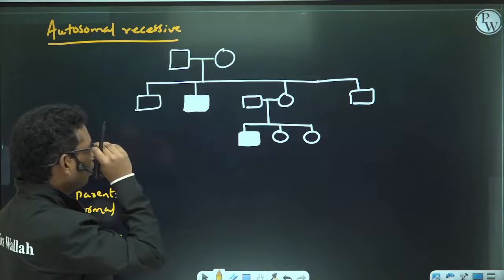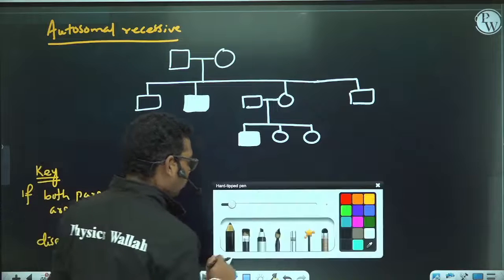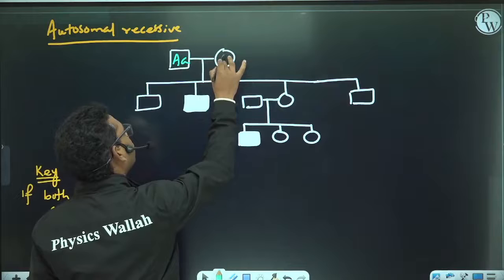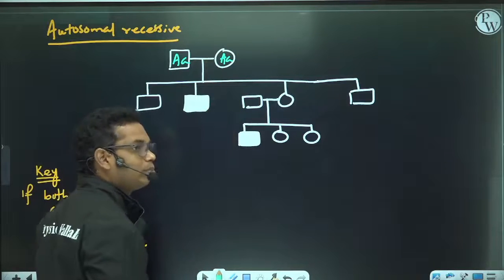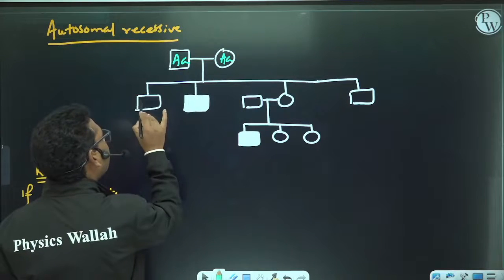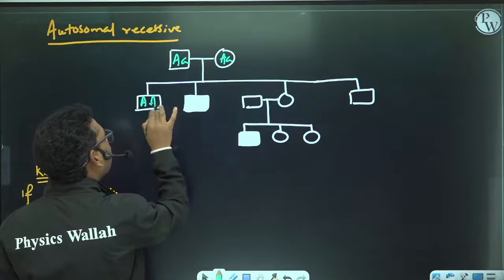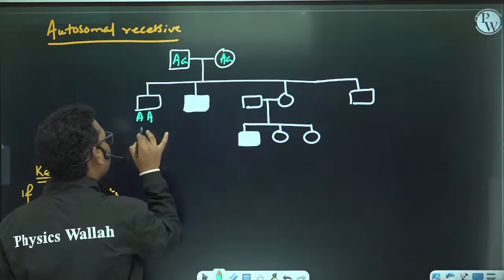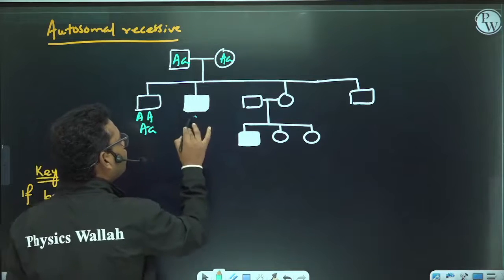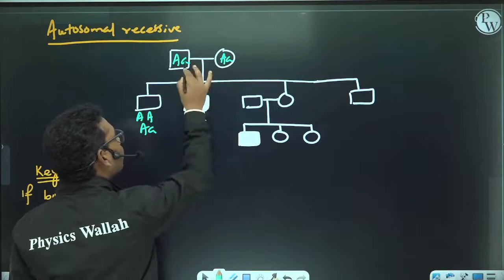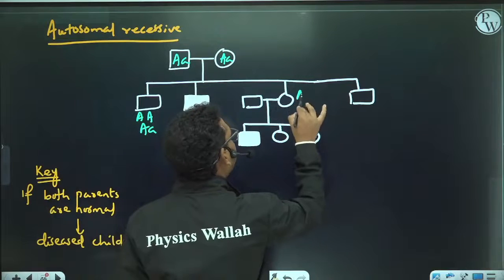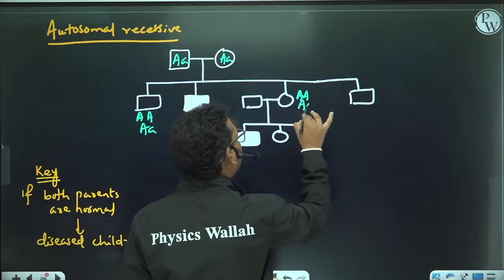Okay, so in this case I can write here, this is capital A, small a, this is also capital A, small a, both are normal. This will be capital A. This can be capital A or capital A, small a. This will be small a, from here, and from here small a will come. Okay, this will be capital A or capital A, small a.